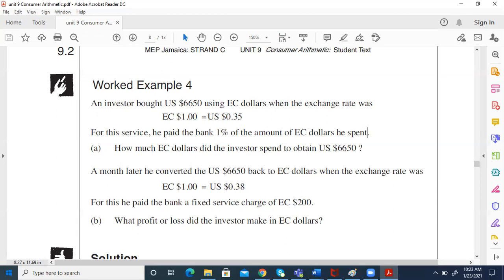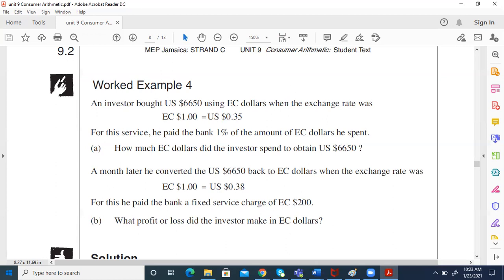Any ideas on this one? Yes. So would you divide the 6,650 by the 35 cents US, or multiply it? Just think about it. What makes sense to you?